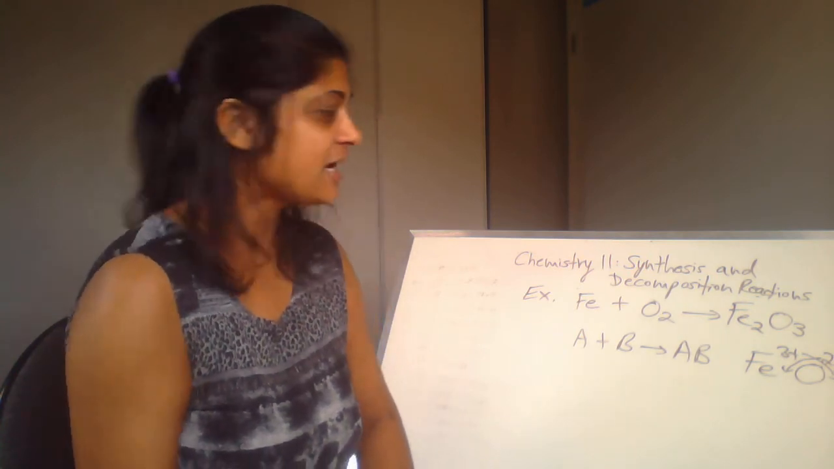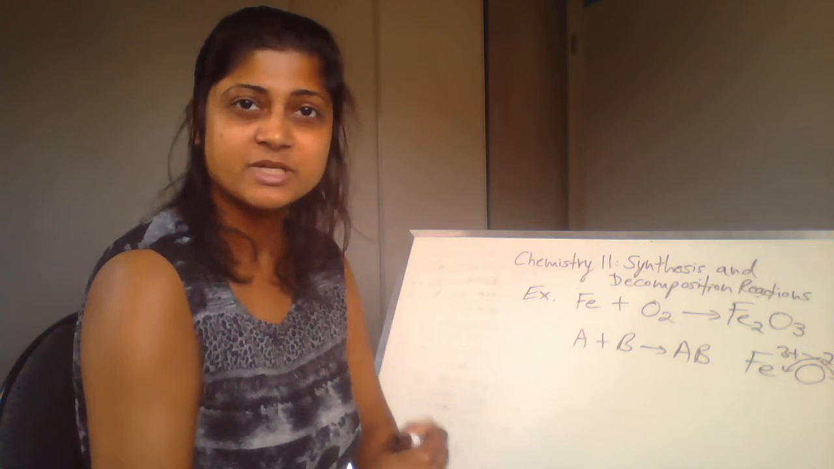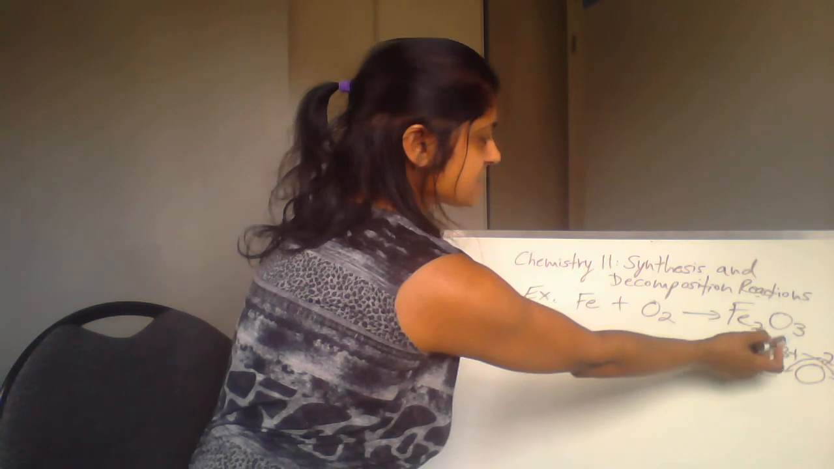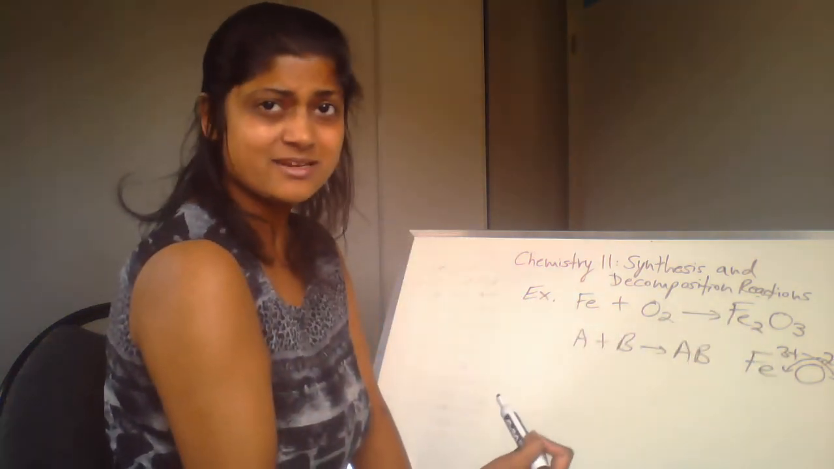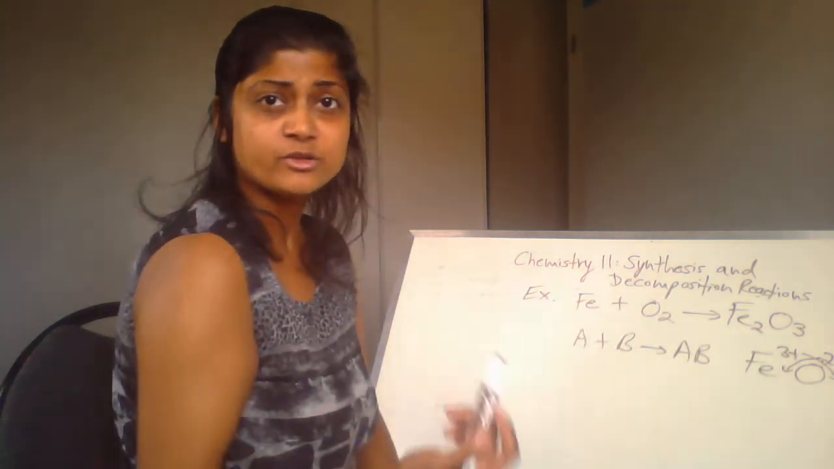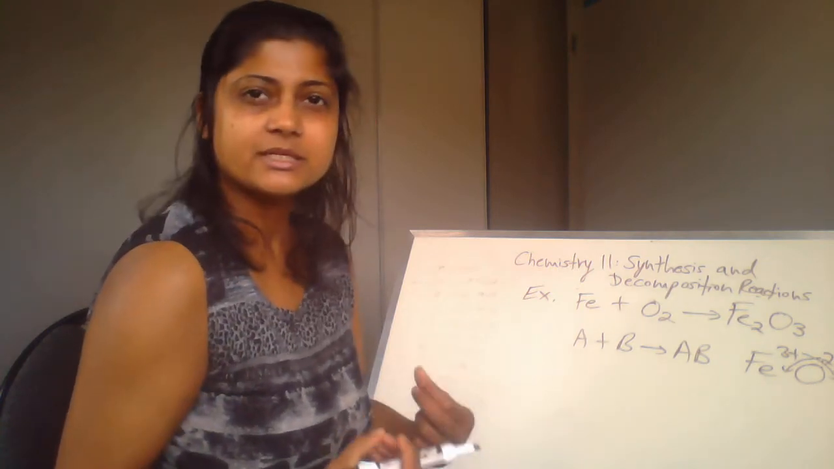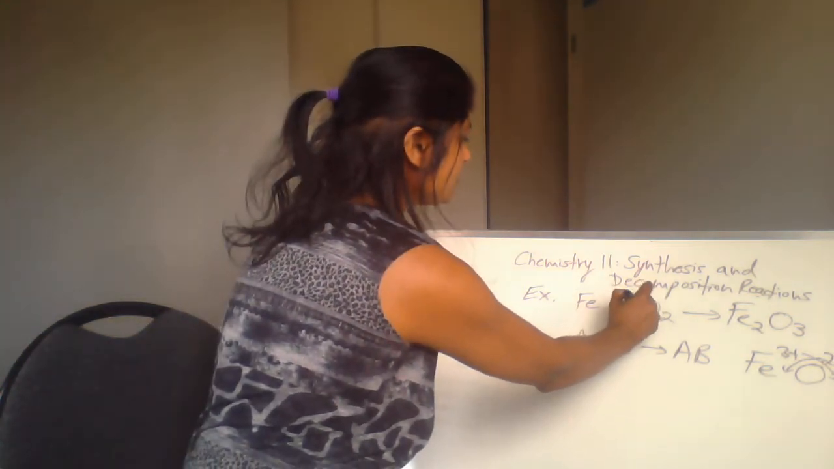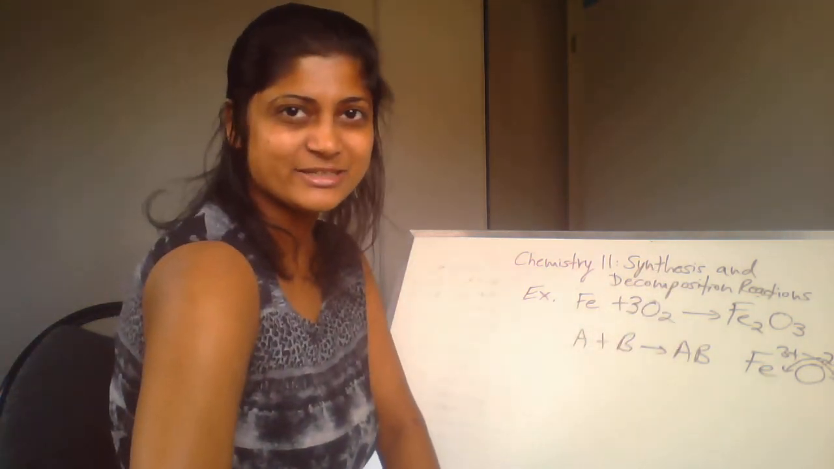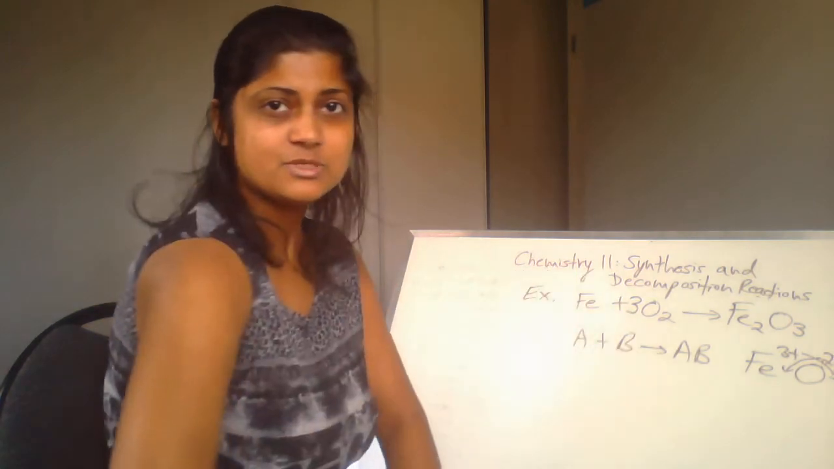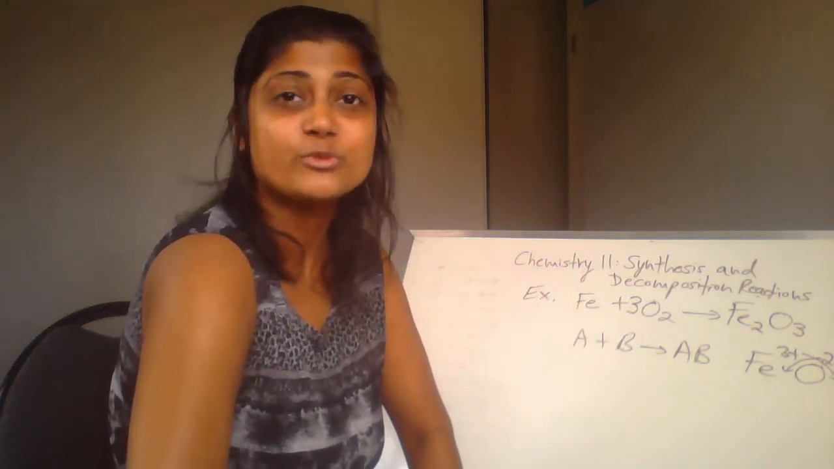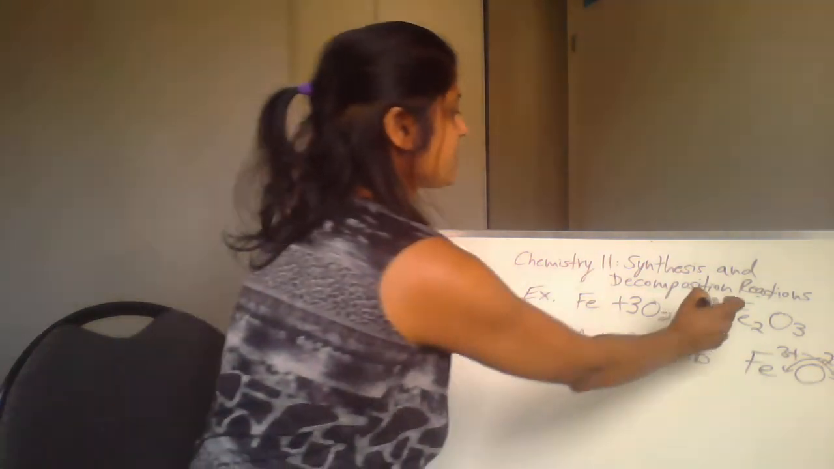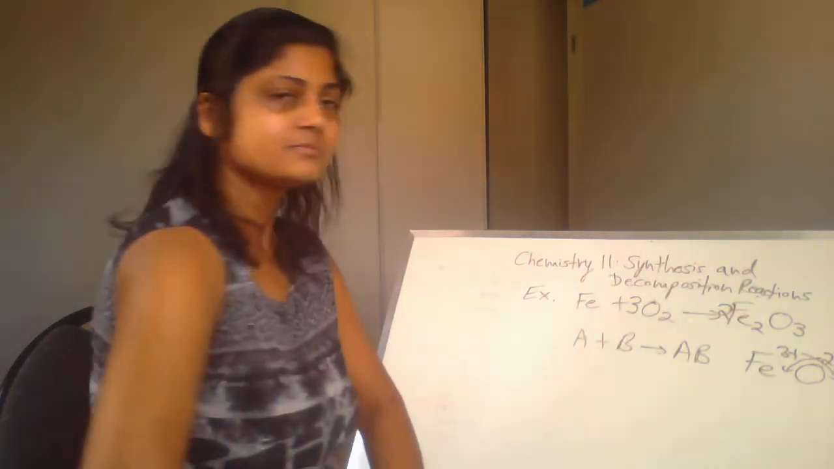Remember, as soon as you write the equation, I have to make sure it is balanced. I see that there are 3 oxygens on the product side and only 2 oxygens on the reactant side. I want to pick an even number to make sure that I can balance it. So I'm going to put 3 in front of the oxygen. 3 times 2, so I know there are 6 oxygens on the reactant side. The only way I can balance it on the product side is by putting a 2 in front.